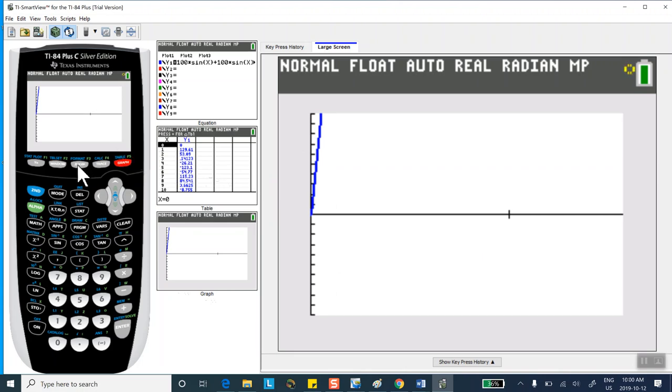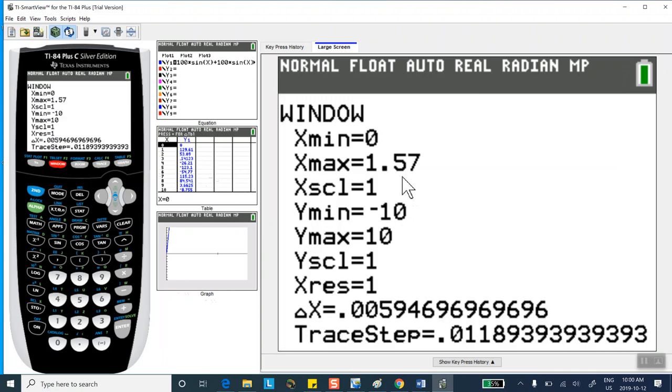Okay, so we should have actually our window size changed here. Let's go back there. Window. X goes from 0 to 1.57. Y, let's make the minimum y to be 0. And for maximum, for now, I'll make it 100. Graph it.